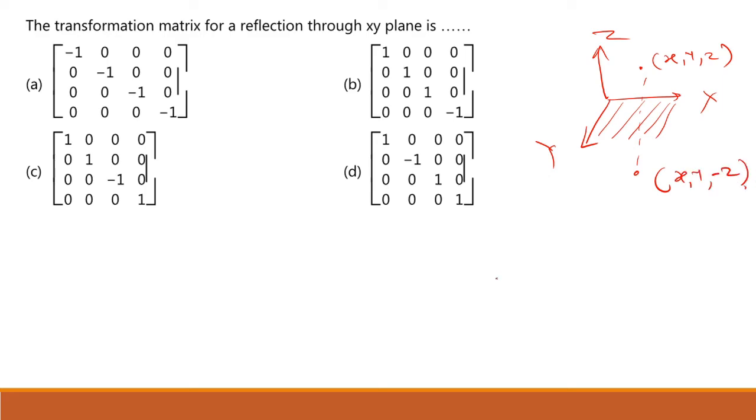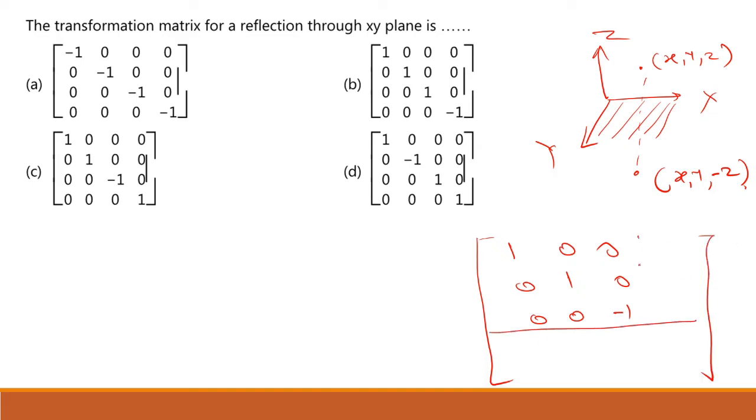Okay, so that is minus z. So what will be our matrix? So 1 0 0 0 1 0 0 0, here the z coordinate is changing, so -1. Okay, and what will the third row, sorry, fourth row and fourth column be? That will be 0 0 1. Okay, 0 0 1. So which option will be the correct option? So you can see option C will be the correct option.